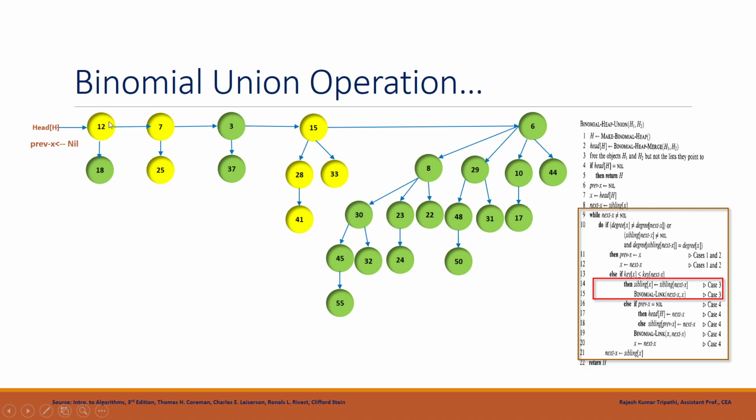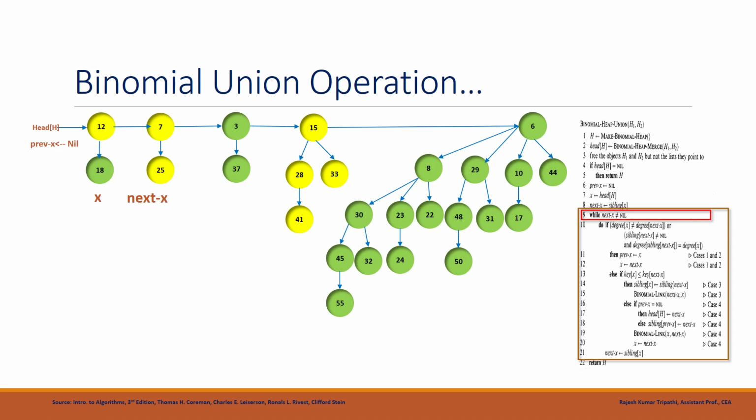So after this we will reach the last statement, 21. Here this was already the X pointer, and now the sibling of X becomes next X. Again we will move to the while loop and check whether next X is not equal to nil. Yes.